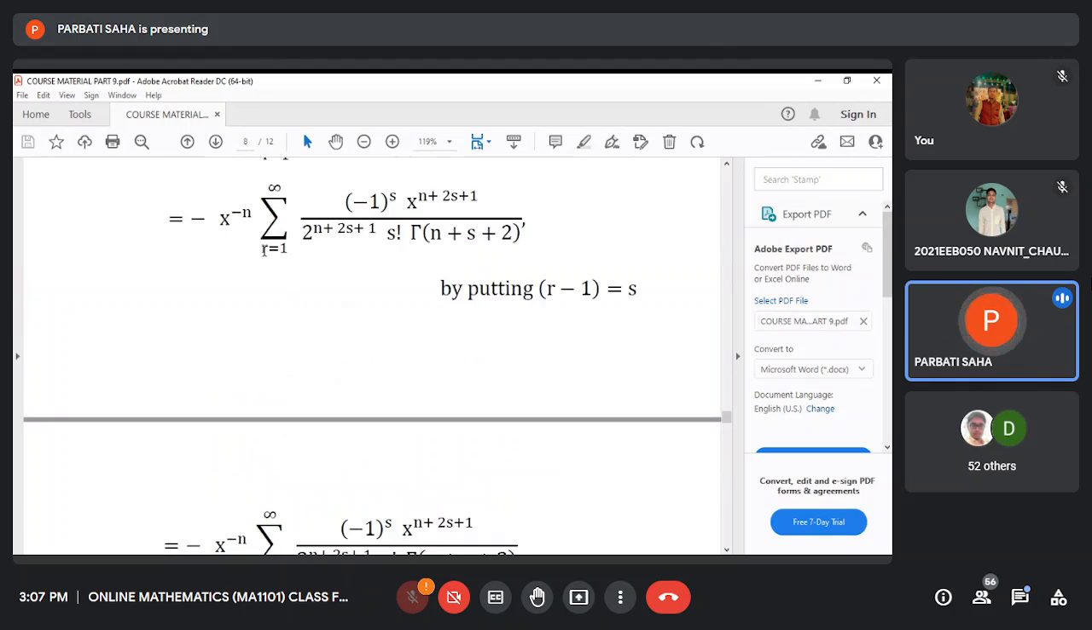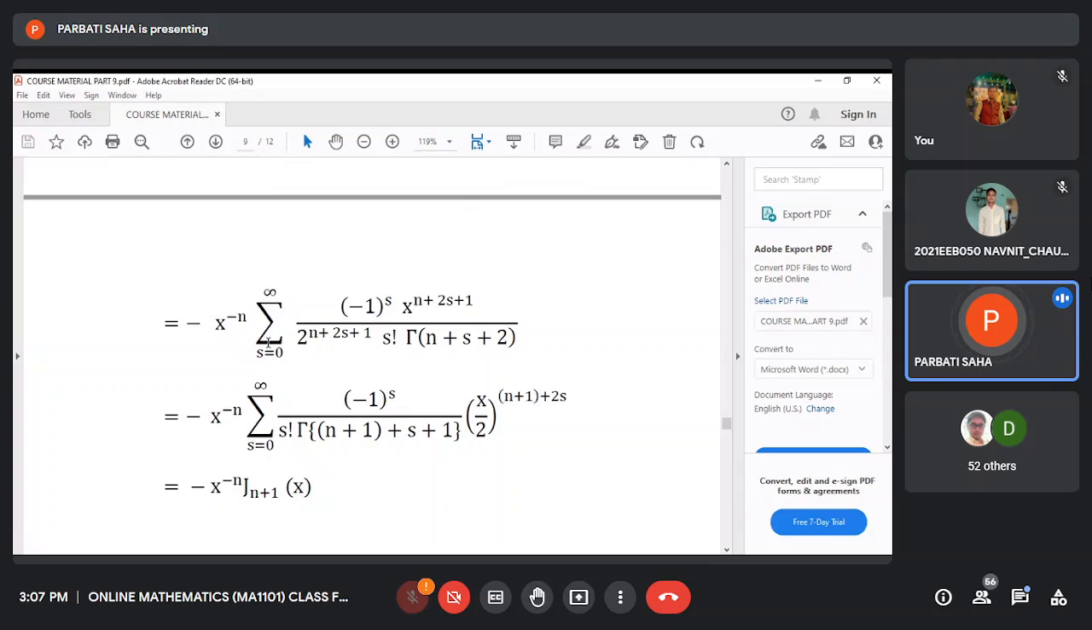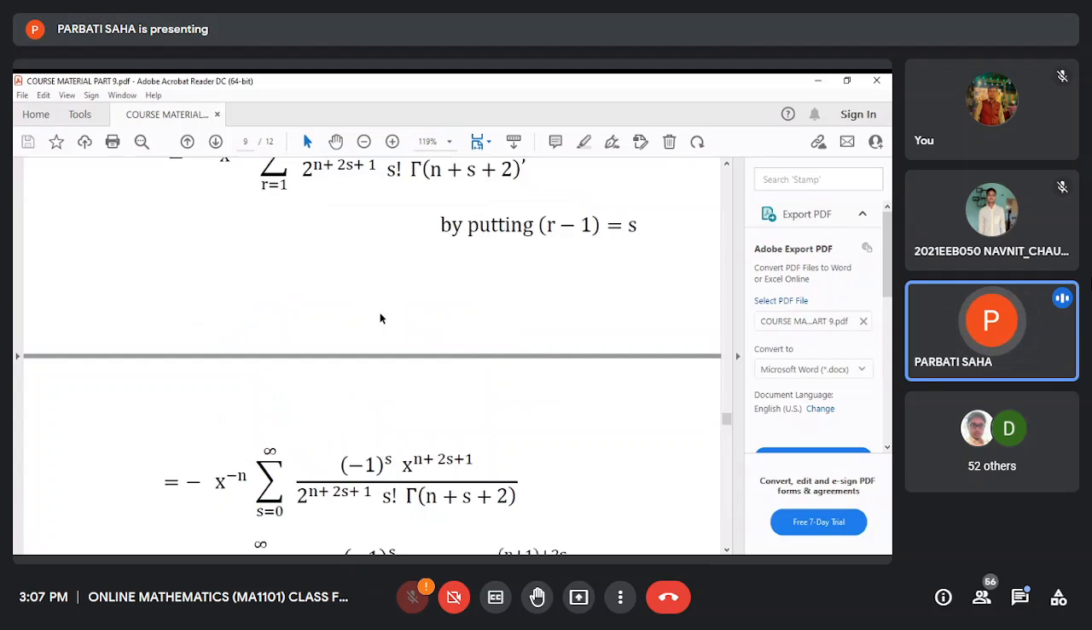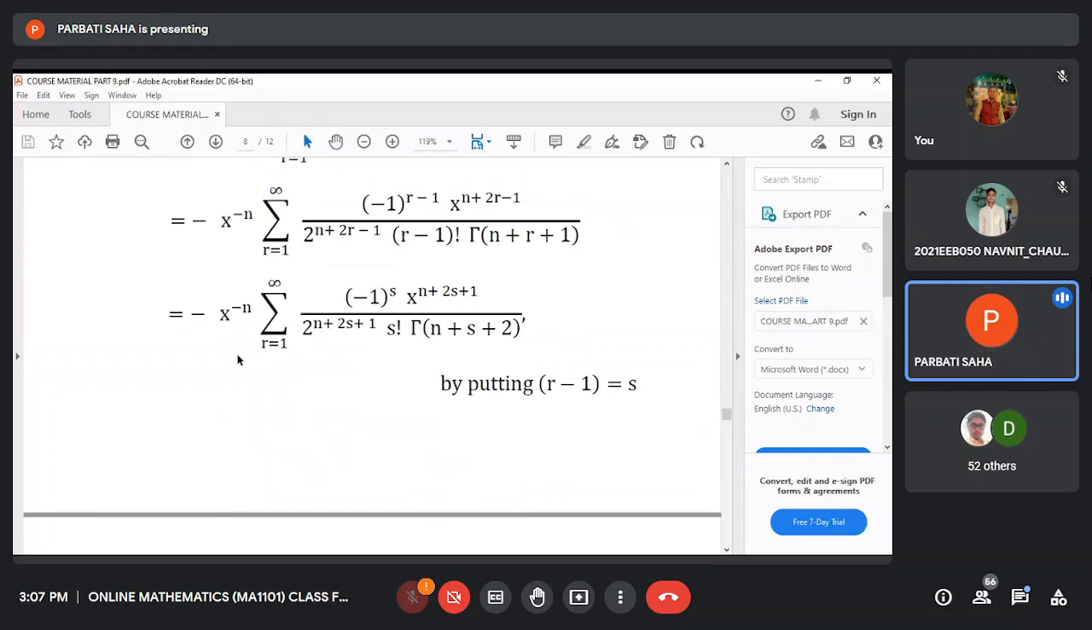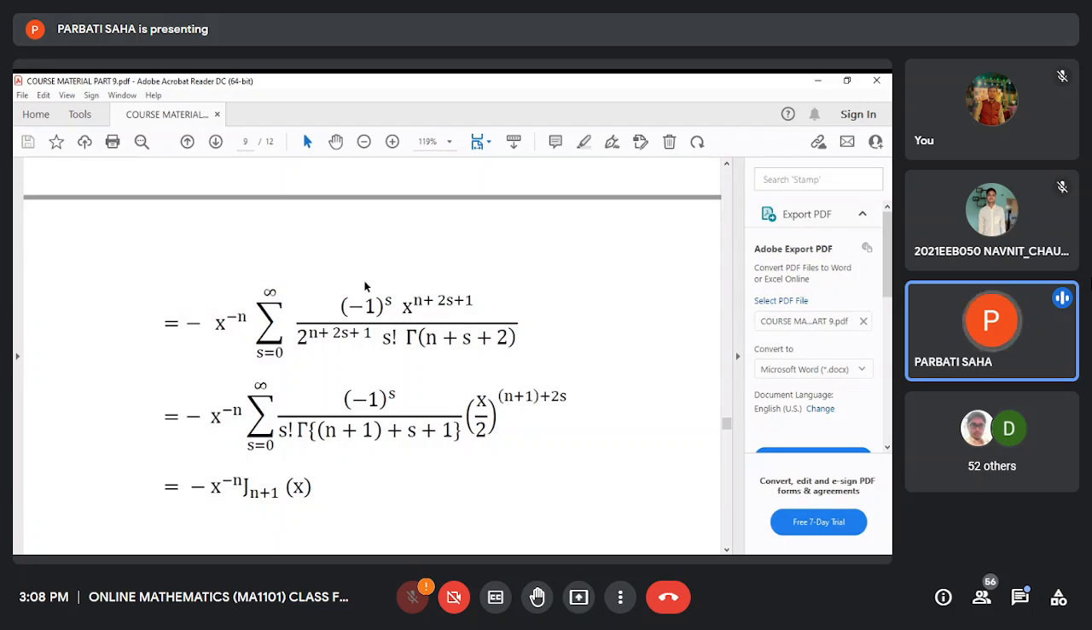But here it should be s equals 0 to infinity. Because we have used this transformation, r minus 1 equals s, and r equals 1 means s equals 0. And these are the limits of s, therefore it should be s equals 0 like this. It was not correct before; I will correct it and then send it. Then finally we will get this.